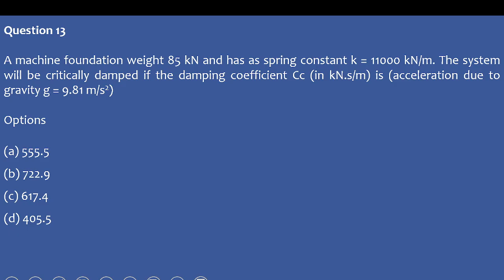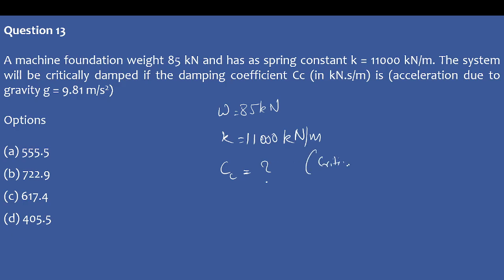A machine foundation weighs 85 kilonewton. Weight is given to you as 85 kilonewton of machine foundation. K is your 11,000 kilonewton per meter. The system will be critically damped if the damping coefficient Cc. So you need to determine what is the Cc in case of the critically damped.